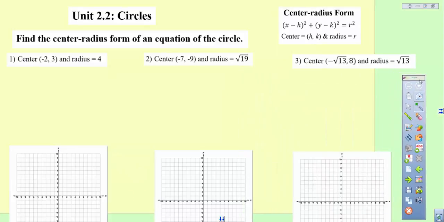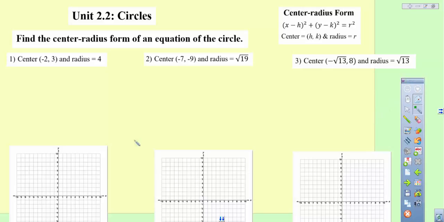But then we roll into what we're really going to be doing here, and that is that someone gives you a center and a radius, and they want you to find the equation in center radius form. So let's do that. Our equation, we know, is x minus h quantity squared plus y minus k quantity squared is equal to radius squared.